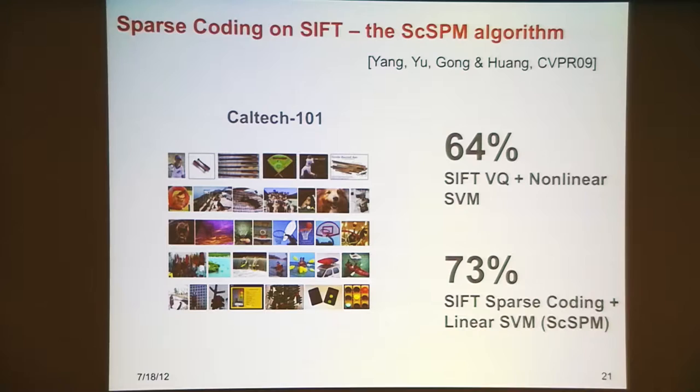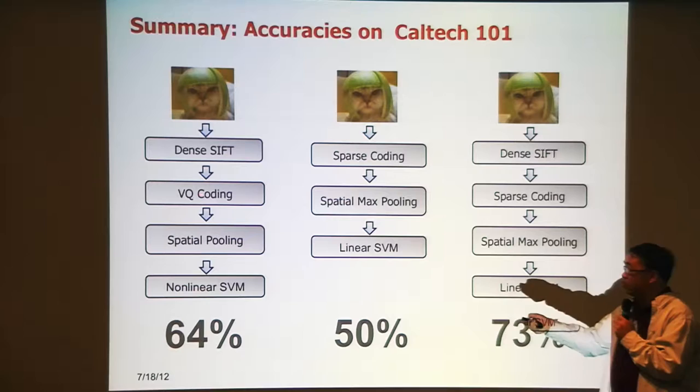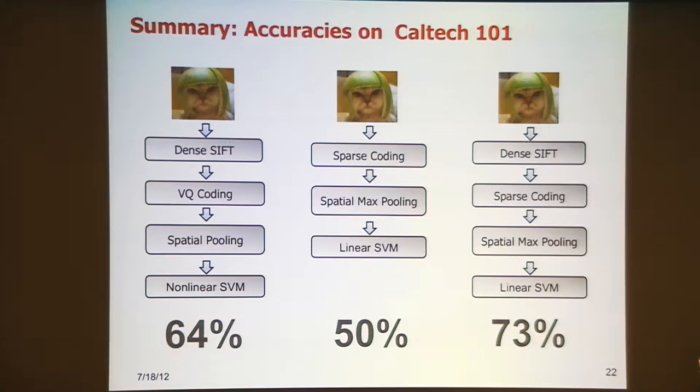Let's do a little bit of summary to compare several different methods for image classification. The first one is the traditional method using dense SIFT, then vector quantization coding, which is where you get the bag of features representation, followed by spatial pyramid matching, then using a nonlinear SVM to do the classification. You get 64%. And then if you apply sparse coding directly on the raw image patches, followed by max pooling and using a linear SVM, you get 50%. And then in a third method, you still use dense SIFT, handcrafted features, and then apply sparse coding followed by max pooling, and you apply a linear SVM. You get a very good result.